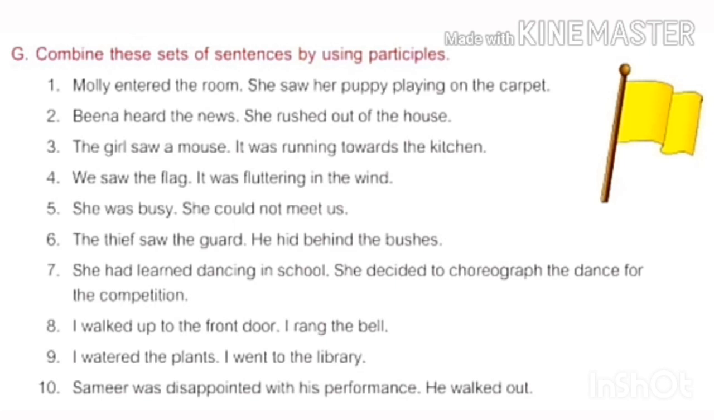Sentence is, I walked up to the front door, I rang the bell. So walking up to the front door, comma, I rang the bell. Here walked can become walking, present participle, so we can join it.